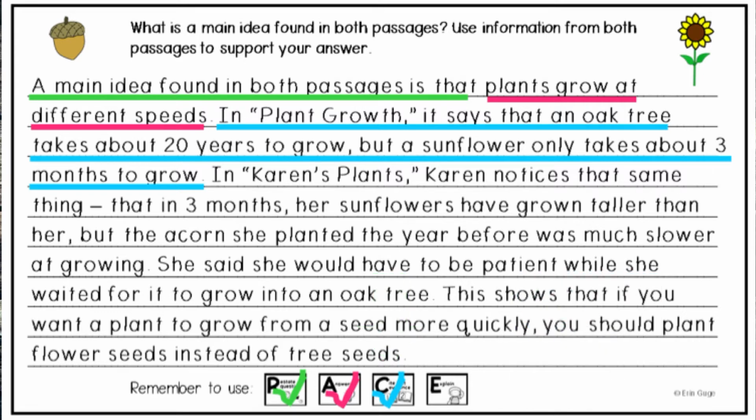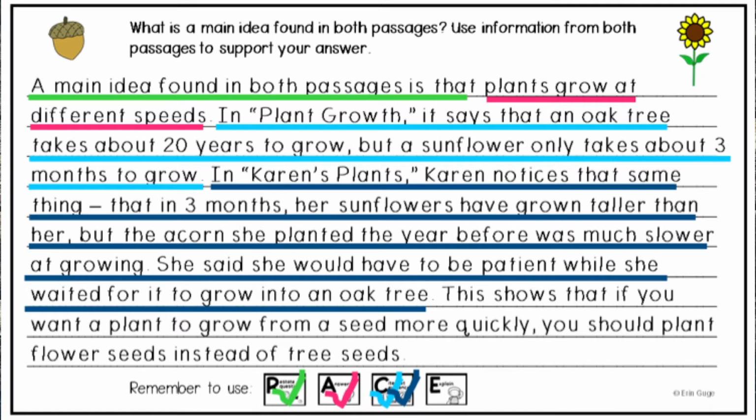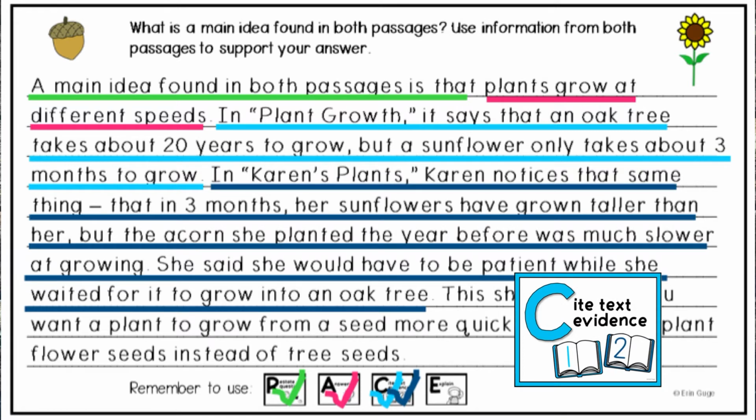Now find and whisper text evidence from the second passage. This part here. In Karen's Plants, Karen notices that same thing, that in 3 months her sunflowers have grown taller than her, but the acorn she planted the year before was much slower at growing. She said she would have to be patient while she waited for it to grow into an oak tree. So we underline that in darker blue and check off that text number 2 in the C box to show that we now have text evidence from the second text as well.